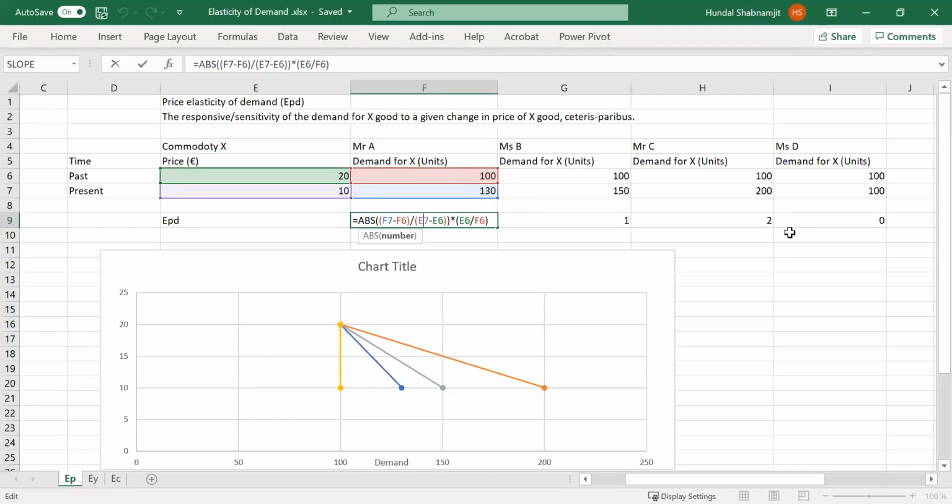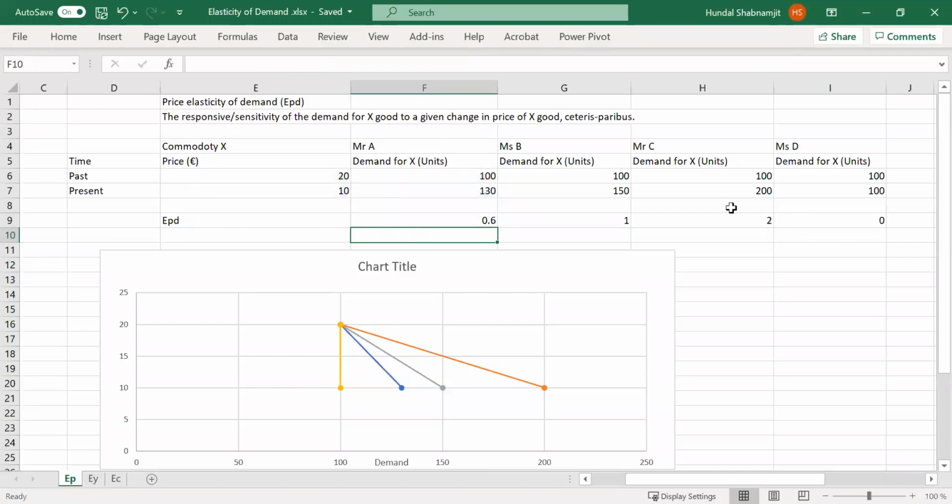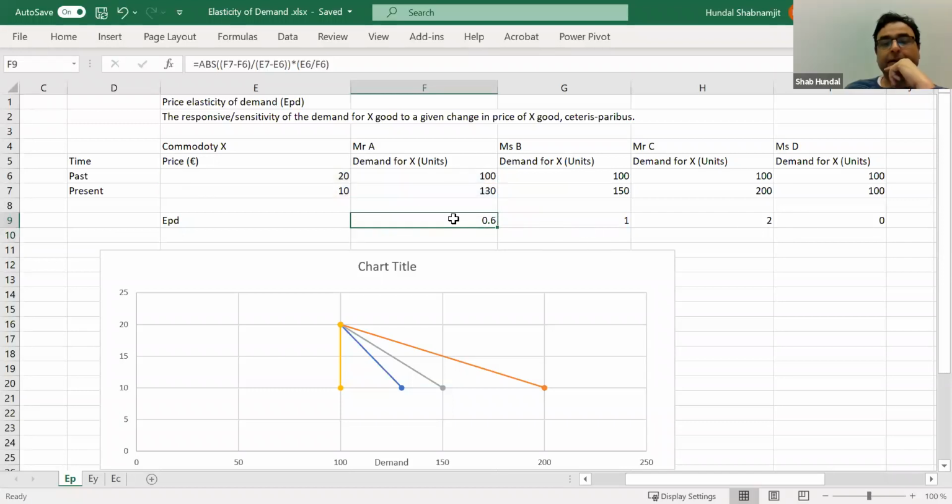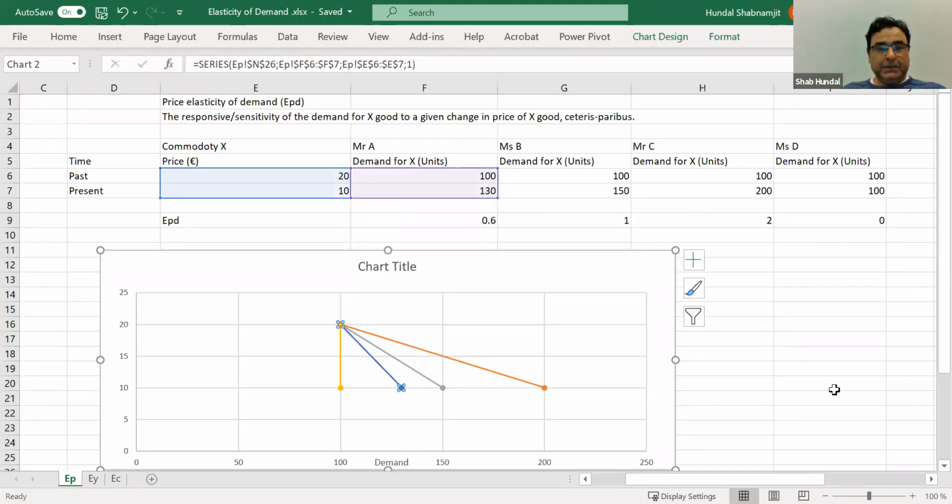And you can see here that for Mr. A, the price elasticity of demand is 0.6, and Mr. A actually is represented by this blue line. Okay, but as you see here, for Mr. B, the reaction is 0.6.